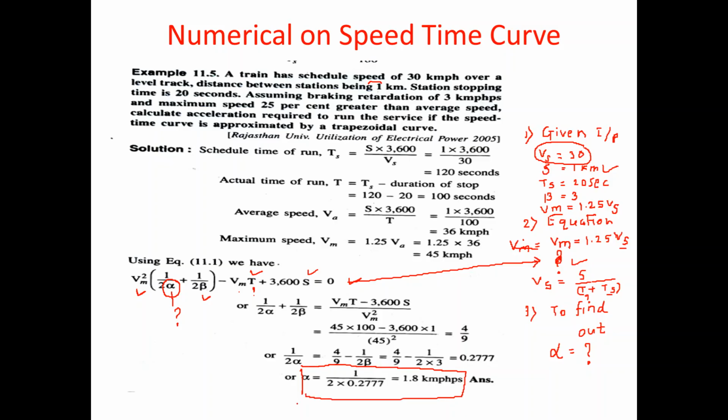Okay, so this is a very important equation in the trapezoidal speed-time curve. You have to remember this equation. All the problems, whichever numericals they ask, are based on this equation. Here, remember all the parameters again. This is the maximum speed Vm. This is the acceleration alpha. This is the retardation beta value. Vm is the maximum speed, T is the total time between the stops, and S is the total distance covered between start and stop. So this is a simple problem.